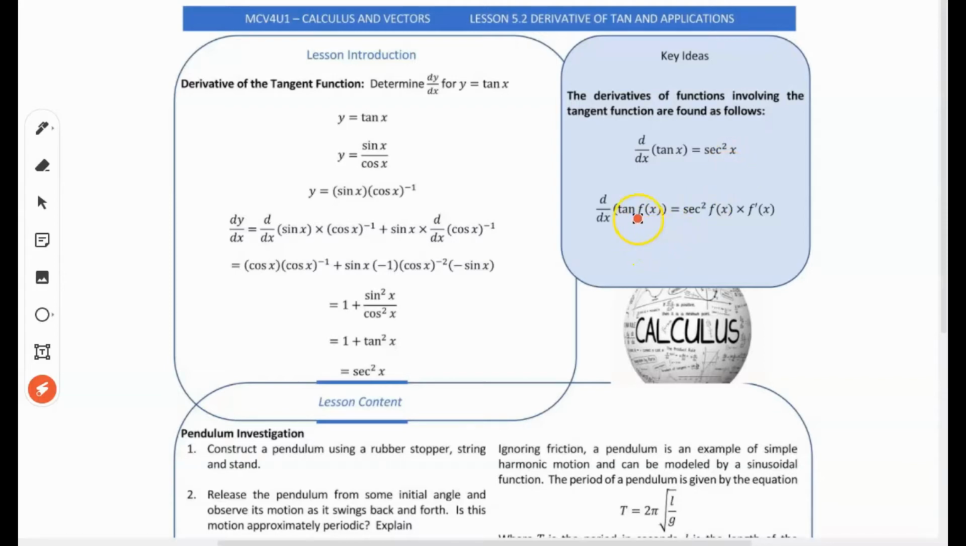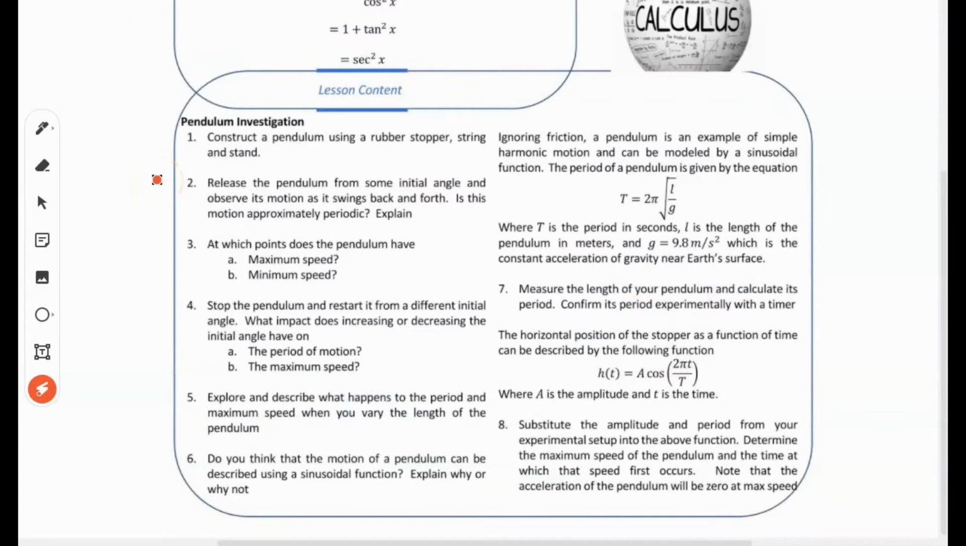Now, similar to yesterday, if we had wanted to find the derivative of the tan of some function of x, well, first we say it's the secant squared of that function, and then we multiply by the derivative of that function. So we'll do some example problems. Before we do some example problems with our derivative of tan function, I wanted to do a little investigation.